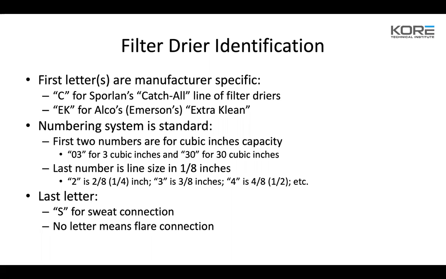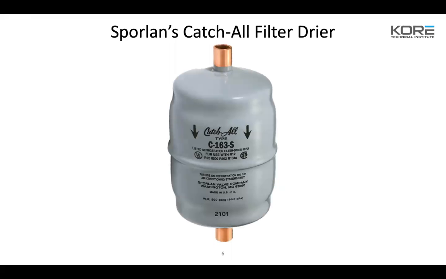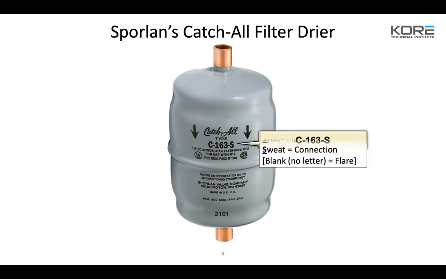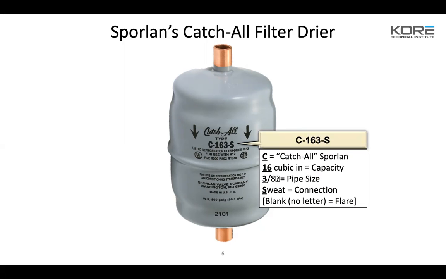So here's a picture of the outside. Again, you have your directional arrows. Your C is your classification for catch-all. There's your 16 cubic inch, 3/8 connection size. The S on the end means sweat. So that's going to be a sweat filter dryer, 163. That's how all Sporlans have been marked for years and years. And it's the same thing with Danfoss or Emerson. So there's the breakdown of what we just talked about.